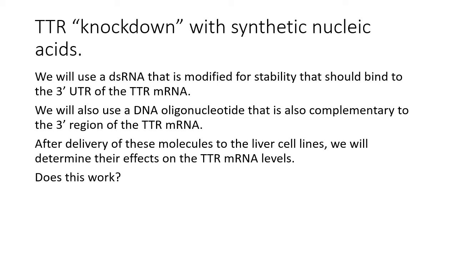All right, so we're going to use a double-stranded RNA that's modified. But also, as a second experimental thing in cells, they're going to use a DNA oligonucleotide that's complementary to the 3' region, and we're going to see how they work in cell lines to see what the effects are on the TTR mRNA levels.